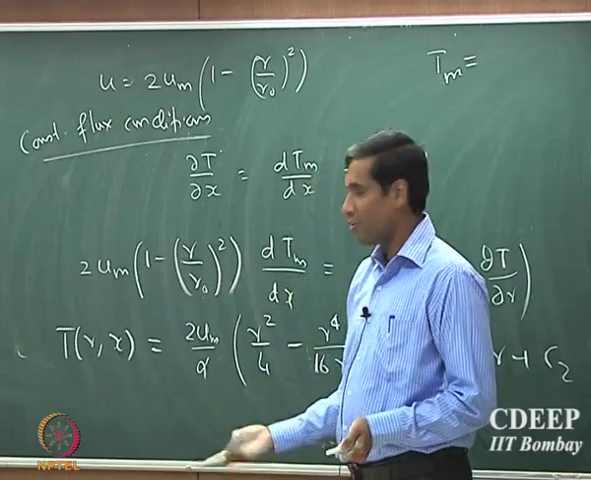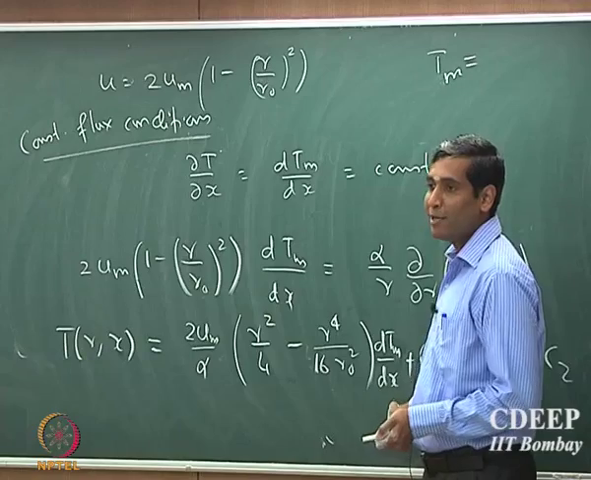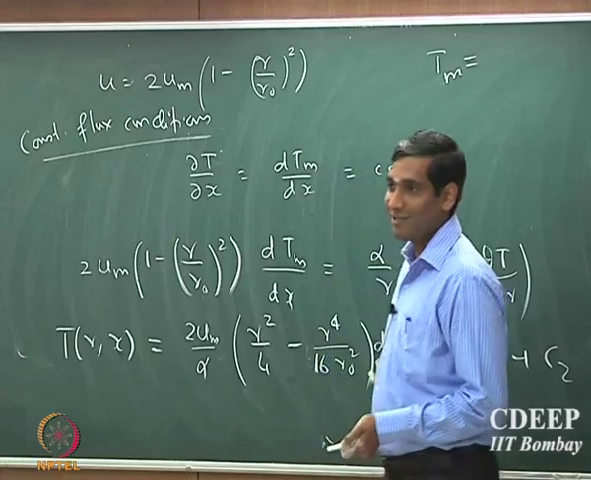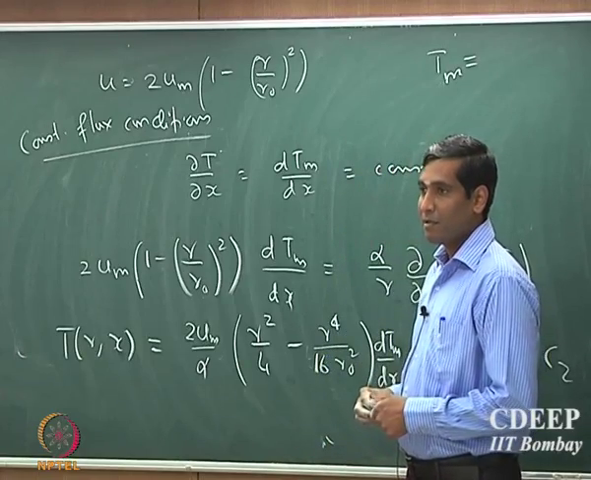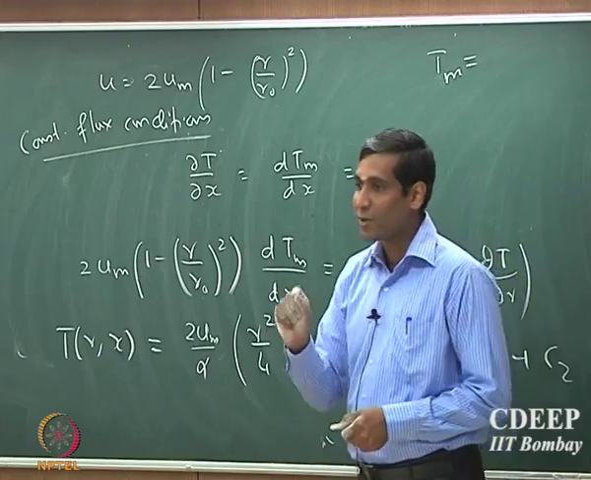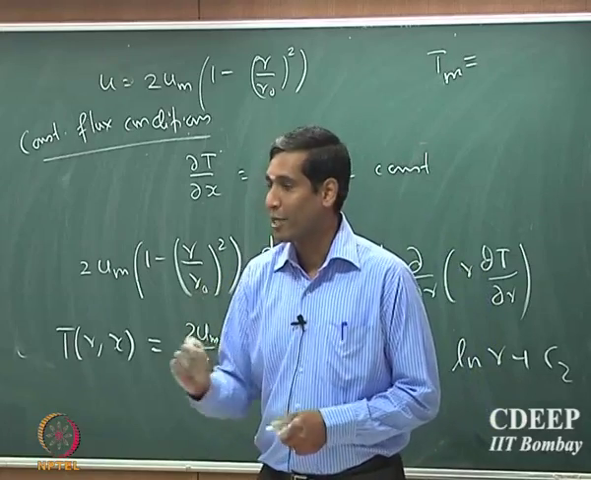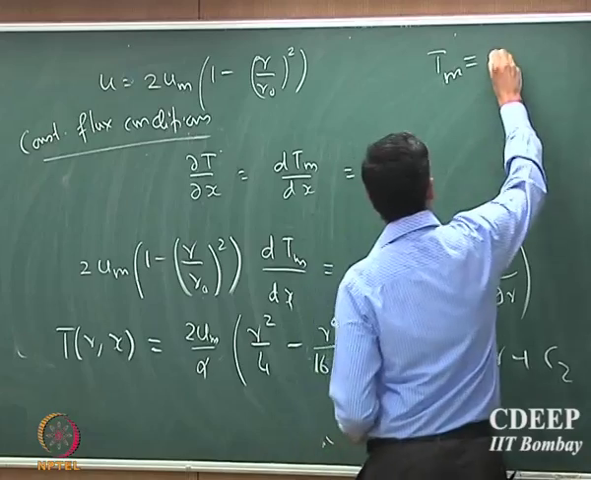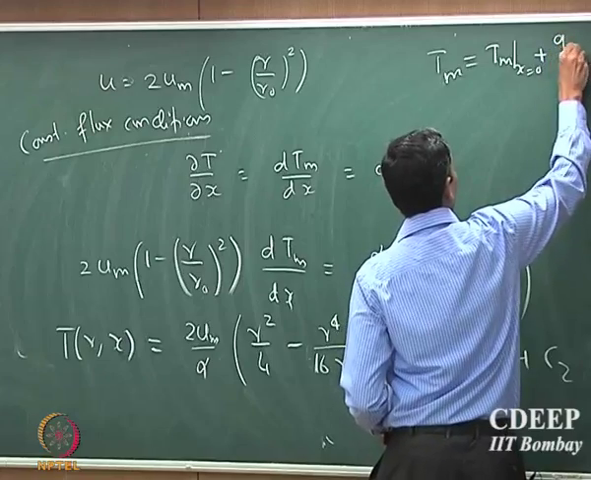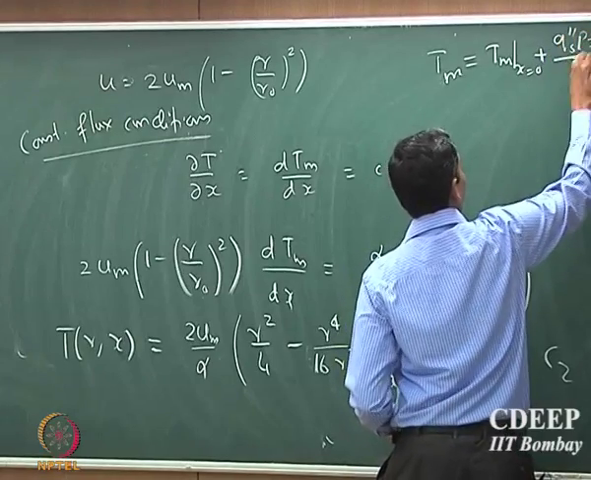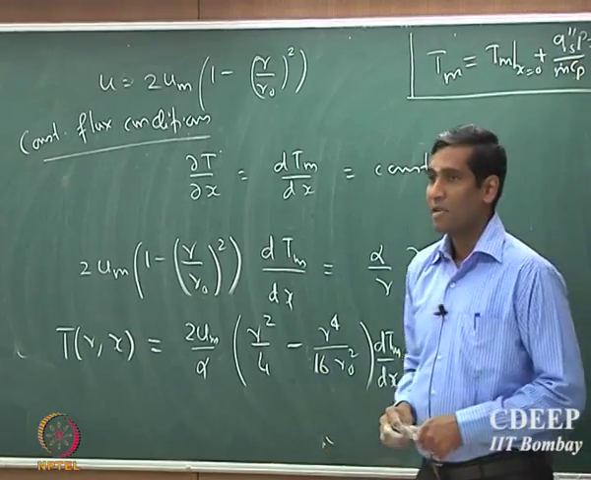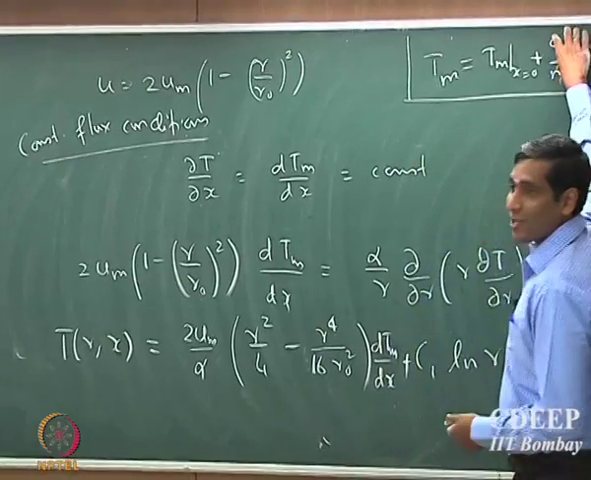So this is nothing but Qs prime times P by m dot Cp. That's a constant. Be very careful, this is the gradient dTm/dx, not Tm. Tm goes as Tm at x equal to 0 plus Qs double prime P times x by m dot Cp. That's the expression for Tm. But dTm/dx is a constant.